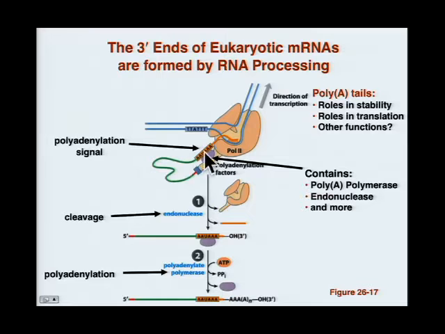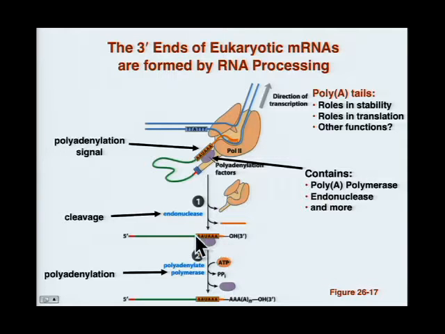So we have a particular sequence, AAUAAA, on the RNA molecule that is recognized by this polyadenylation factor. It binds to that. An endonuclease activity cleaves shortly after that sequence, that adenylation sequence. And then a second activity within this factor adds a bunch of adenosine residues, from 200 to 500 adenosines.